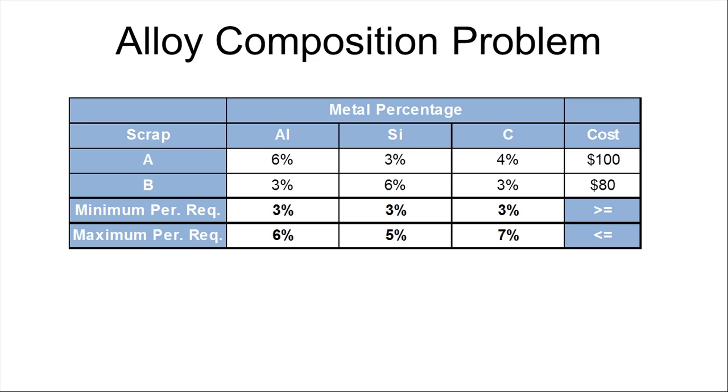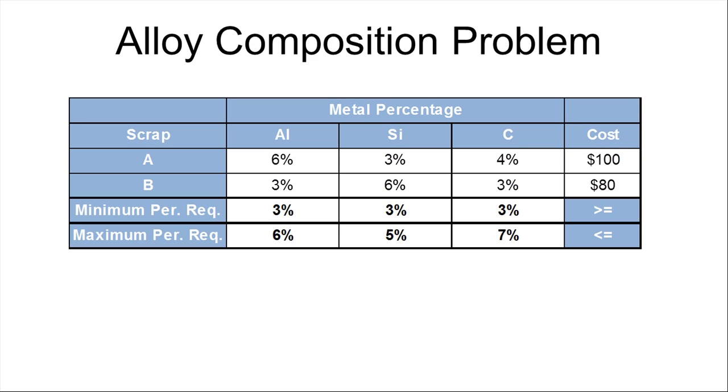There are two scraps, A and B, with percentage composition of aluminum, silicon and carbon. The scraps are to be mixed in proportion of tonnage to obtain the final alloy mixture. The total alloy tonnage requirement is 1000 tons. The cost of the two scraps is $180 per ton respectively.